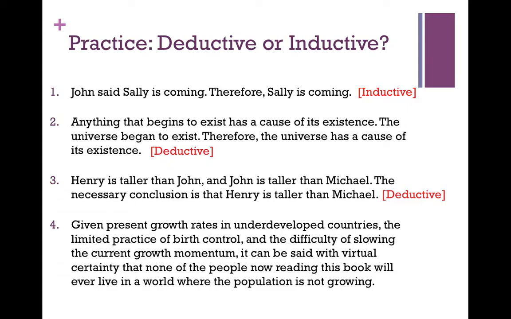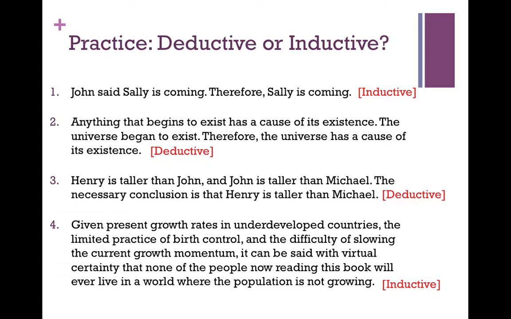All right, finally, given present growth rates in underdeveloped countries, the limited practice of birth control, and the difficulty of slowing the current growth momentum, it can be said with virtual certainty that none of the people now reading this book will ever live in a world where the population is not growing. And this is an inductive argument. We can figure this out from several different clues. One, we have this indicator phrase right here, with virtual certainty.